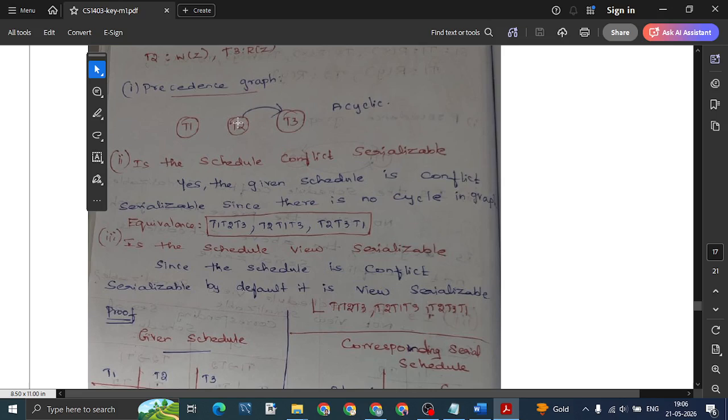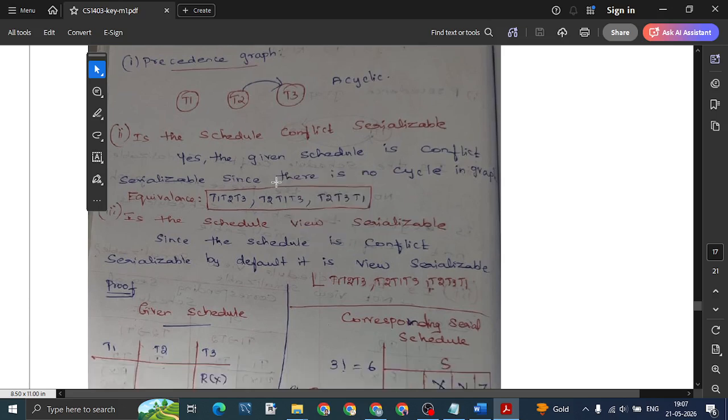Now, the edge is from T2 to T3, right? So only after completing T2 can we provide the value to T3. So T1 may come either first, middle or last, but T3 must come only after T2. So T2, T3, here also T2, T3, T2, T3. So there are three equivalent schedules possible for the given schedule.